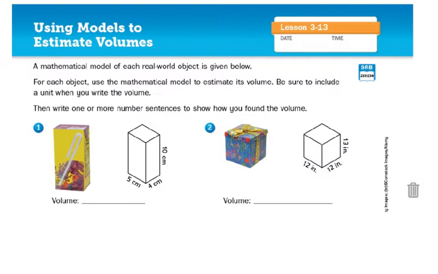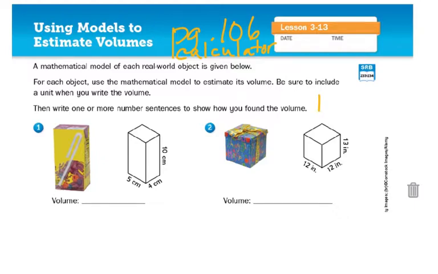All right, for this next section, you're going to move to page 106. And I would like you to have a calculator. We're just going to move this part along a little more quickly. It says a mathematical model of each real world object as given below. For each object, use the mathematical model to estimate its volume. Be sure to include a unit when you write the volume. Then write one or more number sentences to show how you found the volume. So for the sake of time, we are just going to actually find the volume.